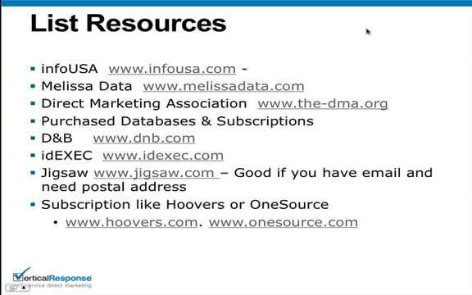If you're looking for more B2B information, the rest of them that we have on here are pretty good. Dun & Bradstreet is a good one. IDexec.com also has B2B information. You can also try a subscription service like Hoover's or OneSource. And then also Jigsaw is a good source for addresses. So if you have an email address and you're looking for a postal address, Jigsaw is good for that. And if you happen to be one of our Salesforce users, Jigsaw has recently been integrated into Salesforce, so you would have that built into your Salesforce platform already to help you find that type of information.